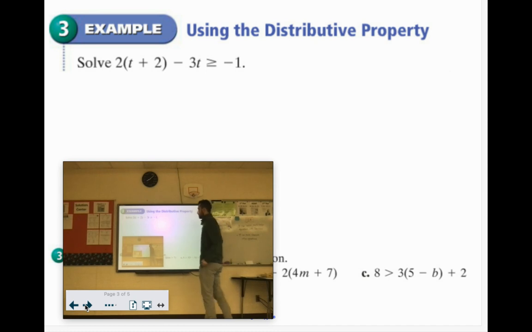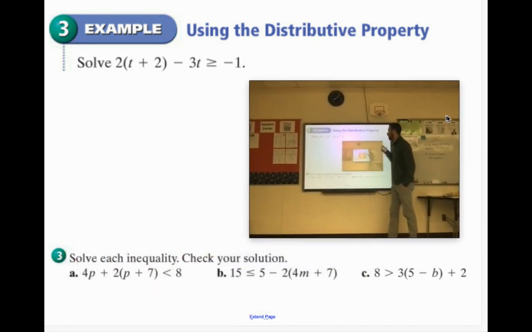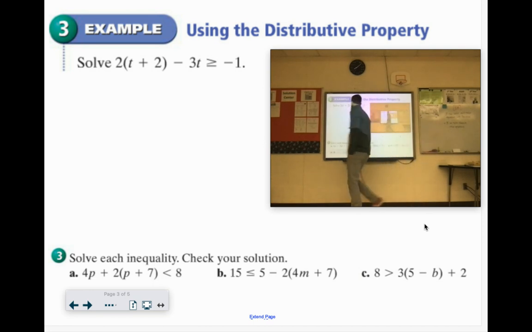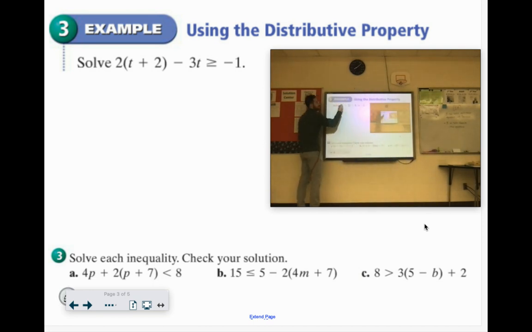Oh, distributing now. Oh, wow. Okay. Wow, there's an extra step. What are we going to do? Let's go ahead and distribute. 2 times t is 2t. 2 times 2 is 4.